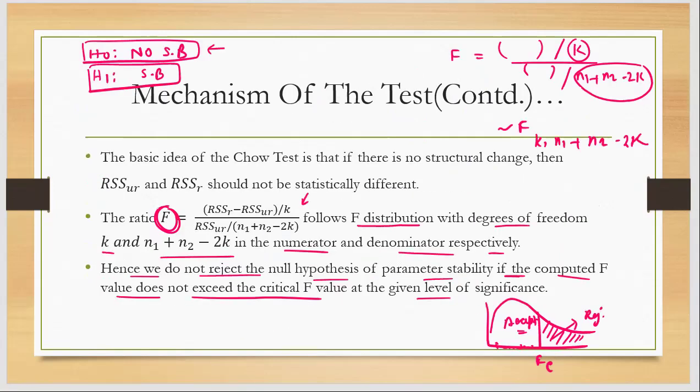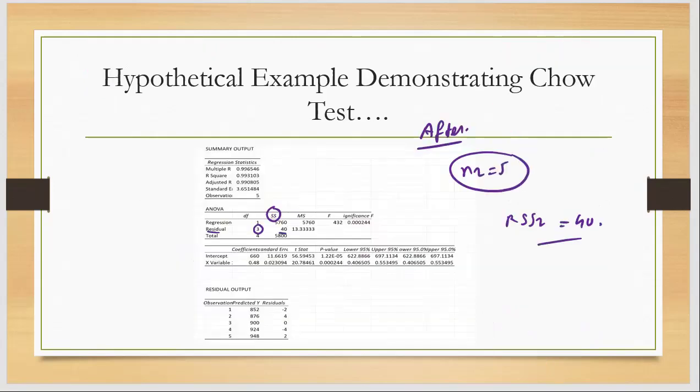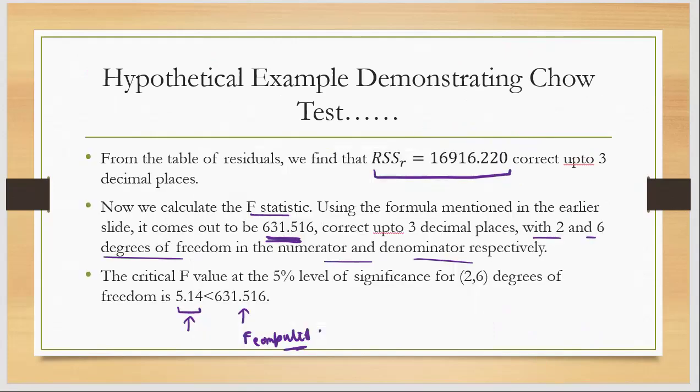In the numerator, you have k. So k will be 2. And here you have n1 plus n2 minus 2k. So n1 is 5, n2 is 5, minus 2 into k. So 10 minus 4, that will be 6. So in the denominator, you have 6. In the numerator, you have 2. K is the total number of parameters that you have estimated. So it will be an F distribution with 2 and 6 degrees of freedom, in the numerator and denominator respectively.